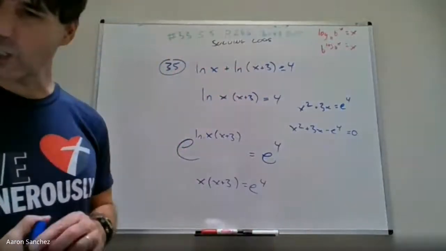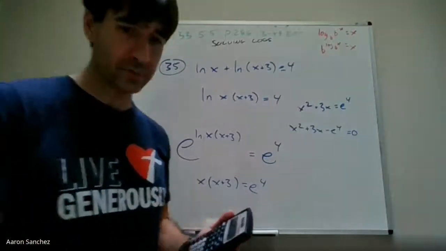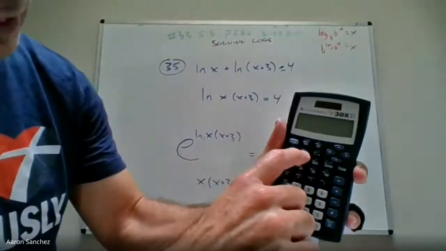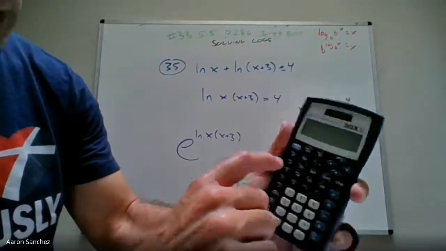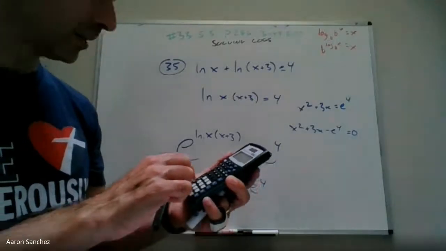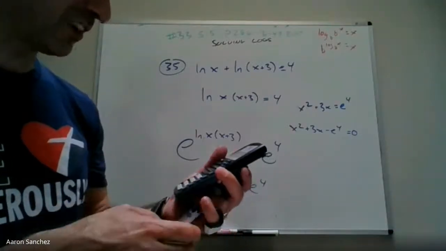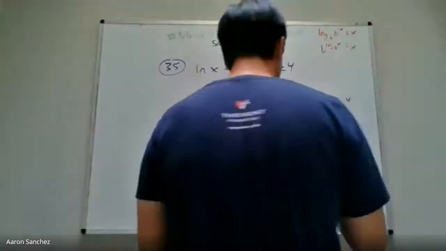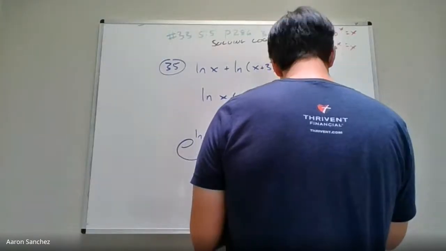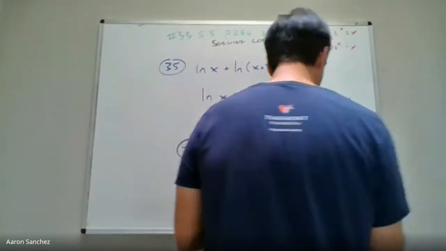Now I think your calculator has an e button. It's above the natural log, so you can use that. Like mine, I don't know if you can see it, but there's an e above the natural log. You have to hit the second function, and then 4. And you get 54.59. So you get x squared plus 3x minus, let's see, 54.6 equals 0.